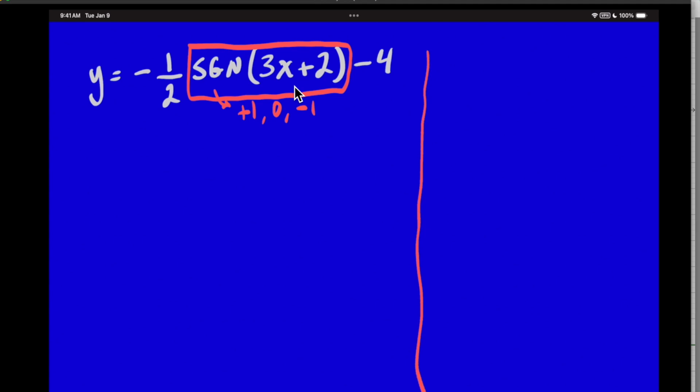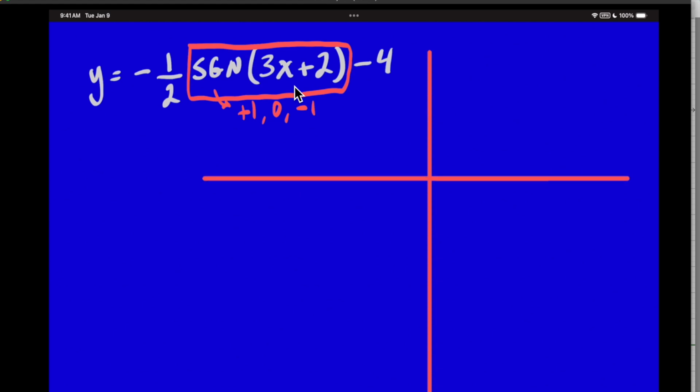So let's go ahead and begin our plot. We know that one of the y values is going to be negative 4.5 down here. Okay. If this rectangular box yields 0, we're going to have negative 1/2 times 0, which is 0, minus 4 is negative 4. So that's another potential y value.